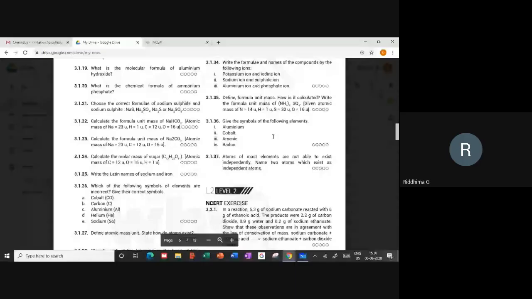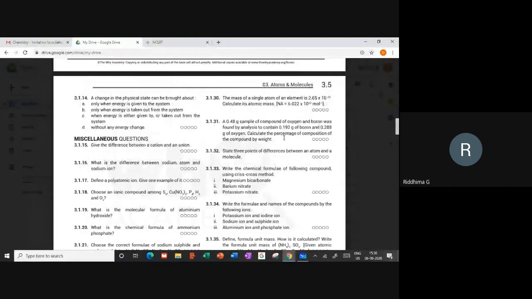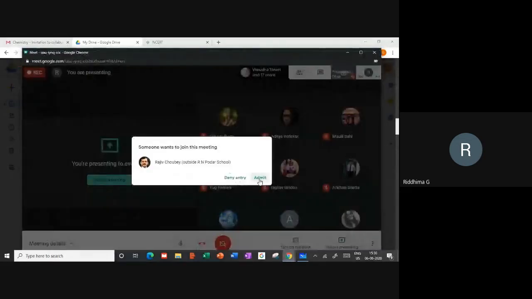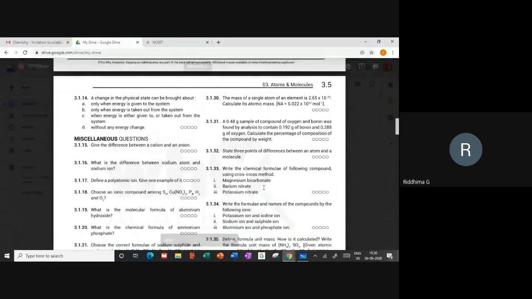Okay, the 31st question. You can see the screen, right? So there is this sample which has oxygen and boron, and they have given you the weight of boron and oxygen. They are asking you to calculate the percentage composition of the compound by weight. So I'll show you how to do this question.